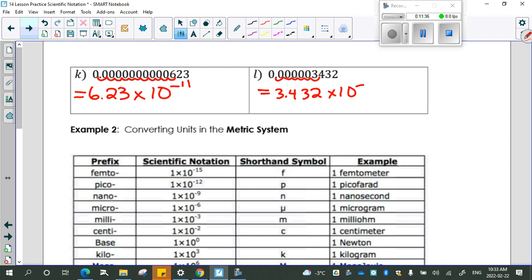And 1, 2, 3, 4, 5, 6 to the right. So I'm going to make a negative exponent. Okay, so remember these numbers are the same number, they're just expressed differently.